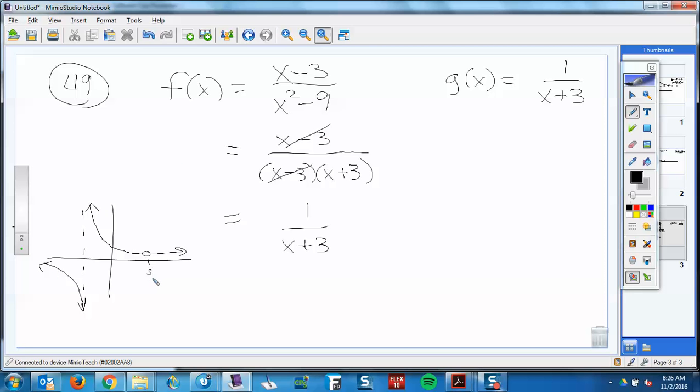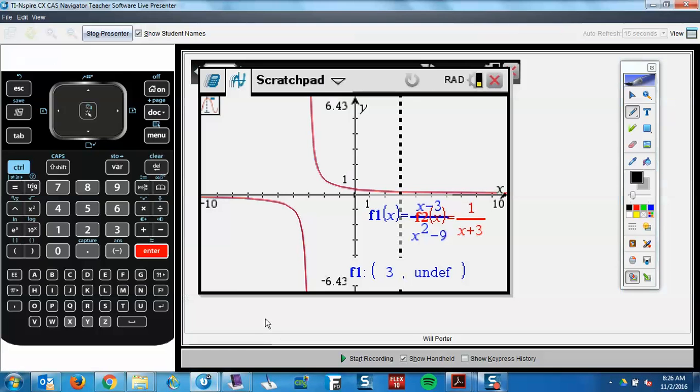This is what I mean by two different types of undefined. 0 divided by 0 is typically a hole in the graph, whereas a number divided by 0 is a vertical asymptote. Something we'll investigate later on in a later chapter. Okay, so you don't have to worry about that or know that, but just understand if I ask you to trace or do something, because I want you to use your calculator, you'll be able to answer this question.